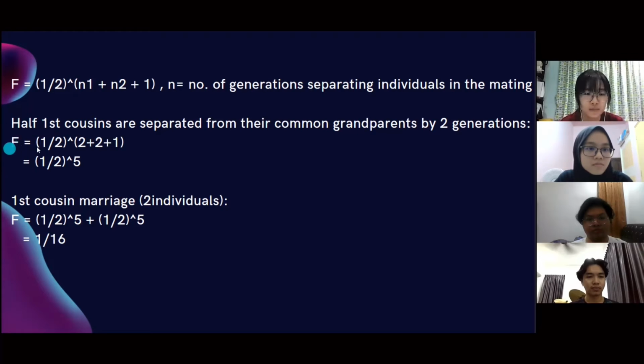So it shows that F equals 1 over 2 to the power of (2 plus 2 plus 1), which equals 1 over 2 to the power of 5. If we count the first cousin marriage, which involves 2 individuals, we need to multiply by 2, so 1 over 2 to the power of 5 plus 1 over 2 to the power of 5, then we'll get 1 over 16.